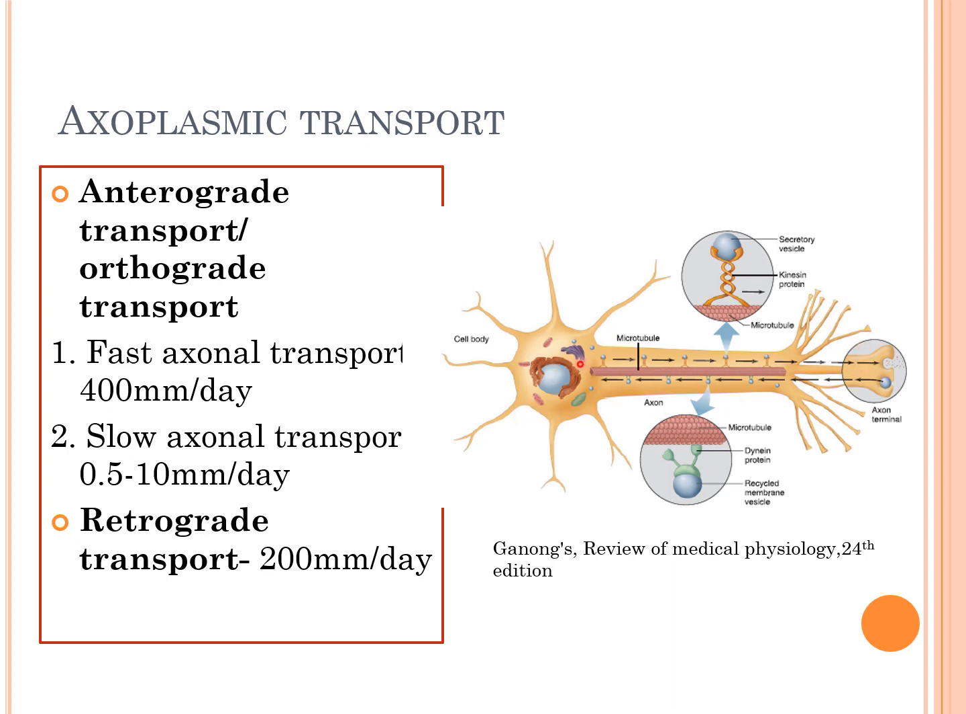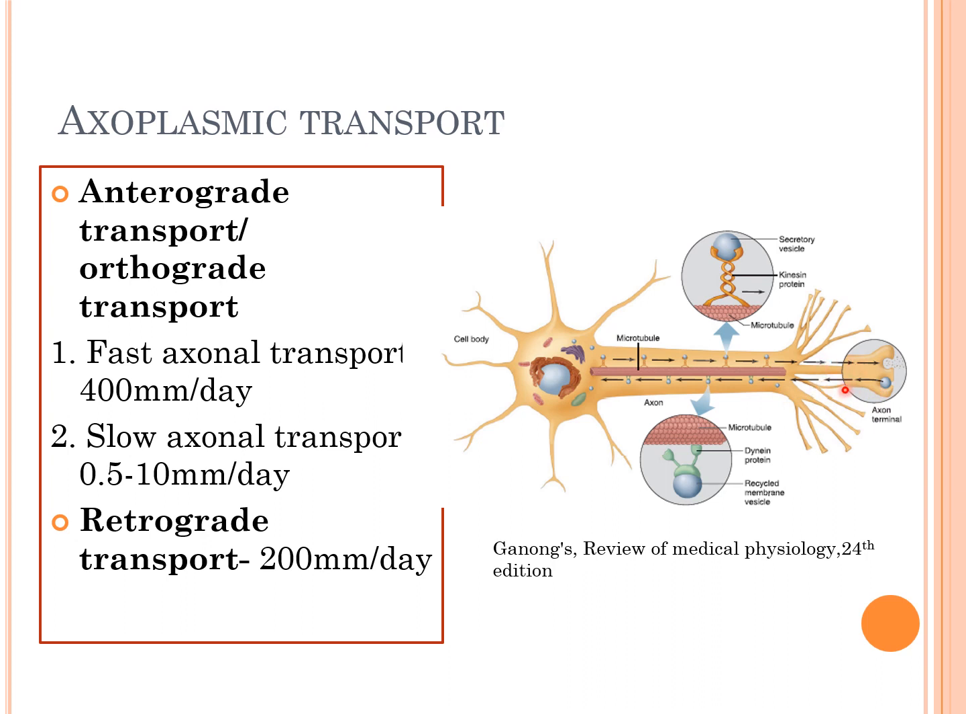Orthograde transport, which is also called anterograde transport, is of two types: fast axonal transport, where the substances are transported 400 millimeters per day, whereas in slow axonal transport, the speed of transport is only 0.5 to 10 millimeters per day. So this is anterograde transport. It is mediated by microtubules, especially by kinesin. So kinesin is the microtubule protein which helps in anterograde transport.